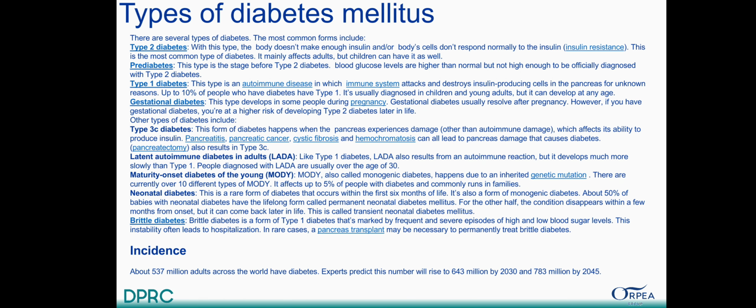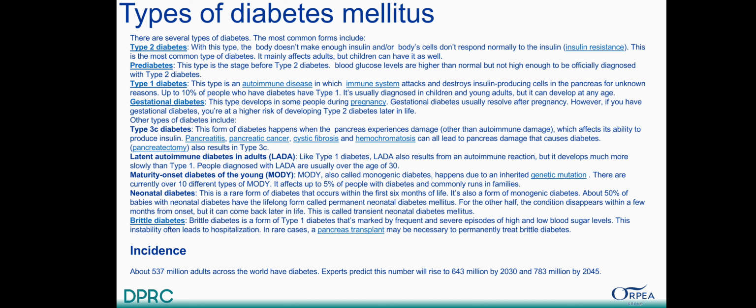Types of diabetes mellitus. There are several types of diabetes mellitus, but there are four more common types. One of them is type 2 diabetes. This is the most common type of diabetes. It happens when the pancreas doesn't produce enough insulin or the body tissue is not responding to insulin, a situation we call insulin resistance. It mainly affects adults, but it can happen in children also.